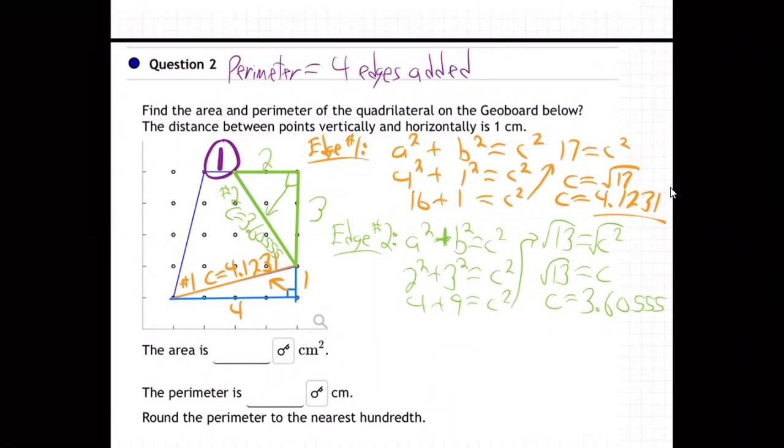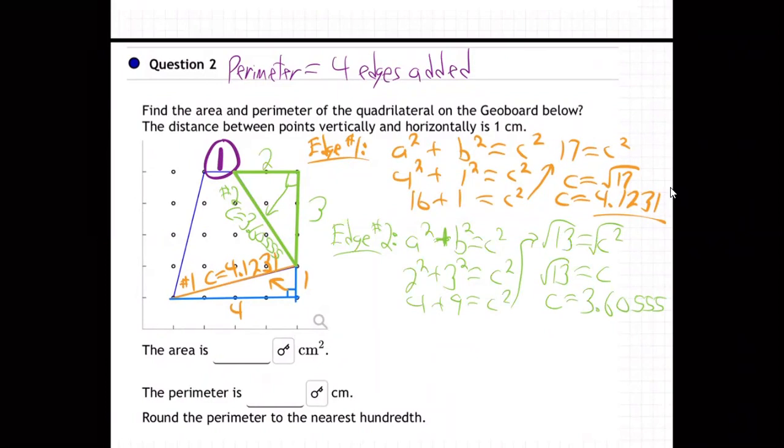That distance is a little bit longer too. This is 3 right here. This is a little bit longer than 3, just past 3.5. 3.60555. Finally, we have one more edge, and we'll have this thing.